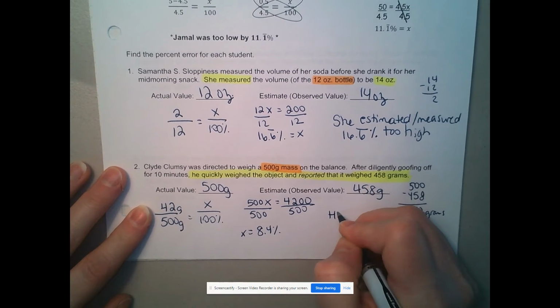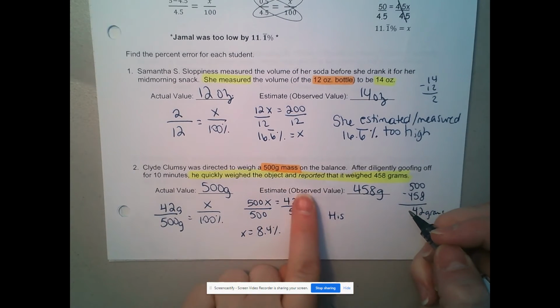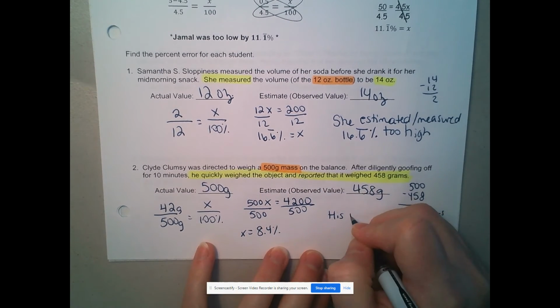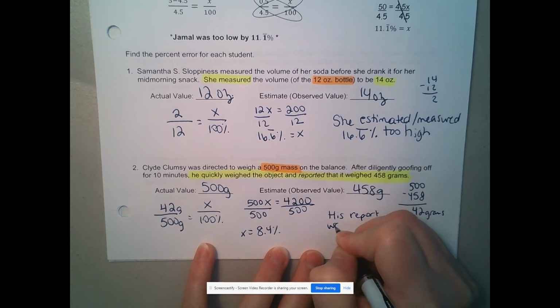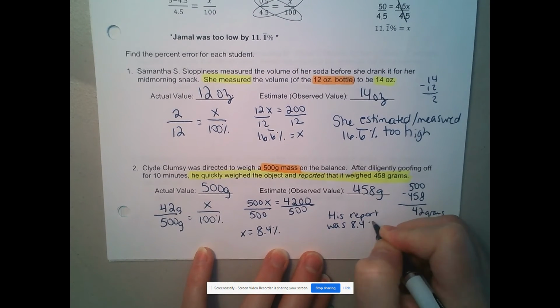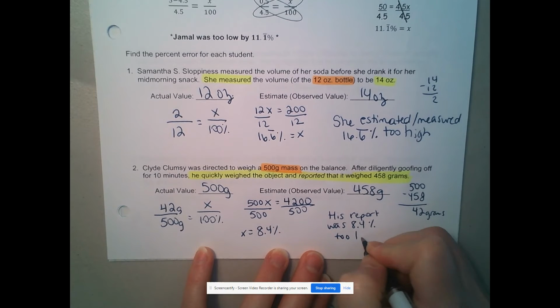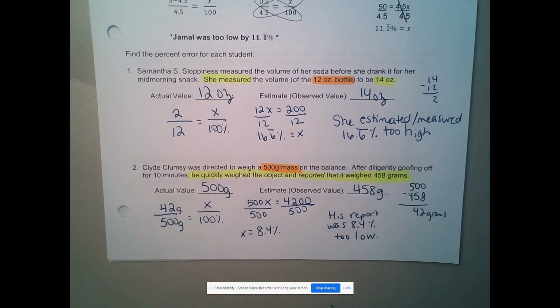So let's see what we would say. He reported that it weighed... So his report was 8.4% too low. Yeah, that's pretty significant. I mean, it's a 500 gram mass. We would expect you to get something pretty darn close, like 498 or 499 or maybe 501.